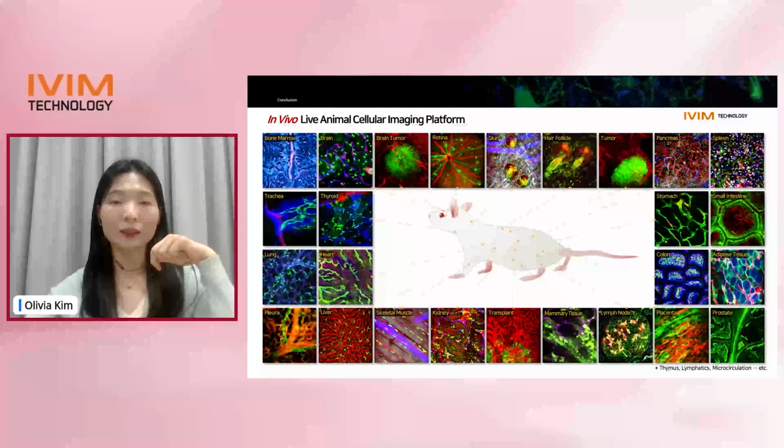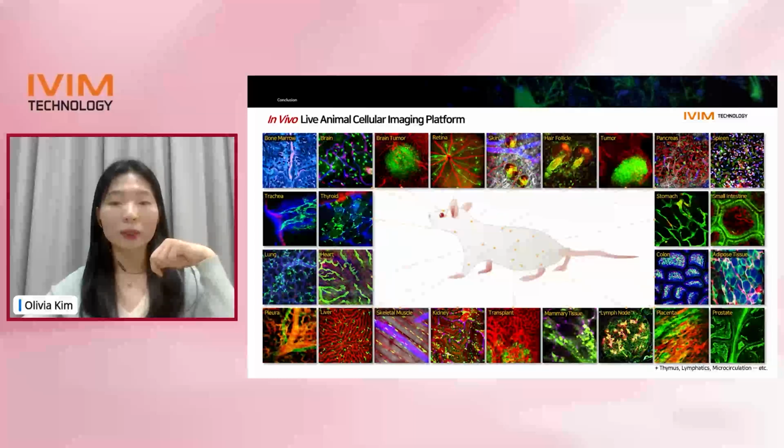However, as we've seen today, intravital microscopy allows us to analyze the same animal before and after treatment. This approach minimizes inter-animal variability and enables us to track changes within the same subject, ultimately improving the reliability of the data. Today, I have shown how intravital microscopy can be applied to various cardiac disease models, including acute myocardial infarction, thrombosis, and high-fat diet-induced models.